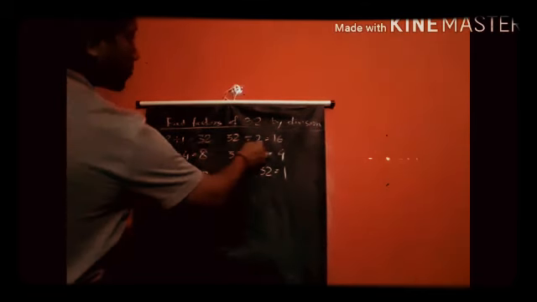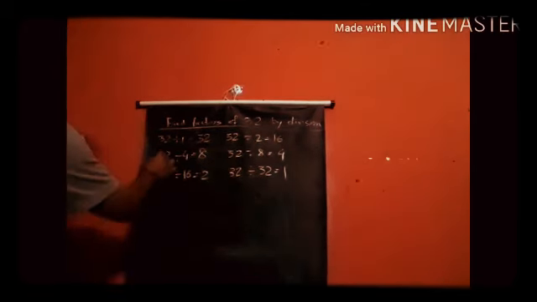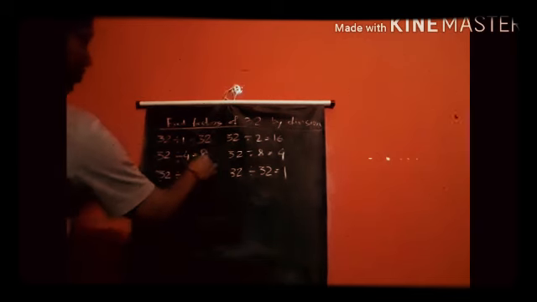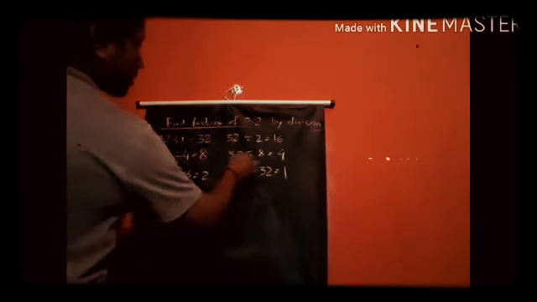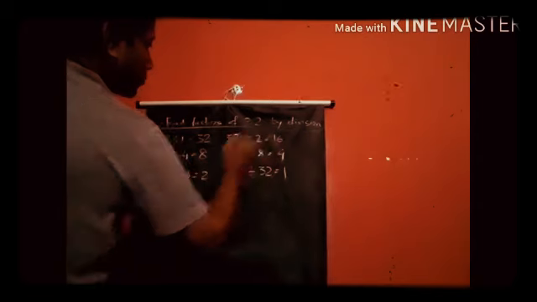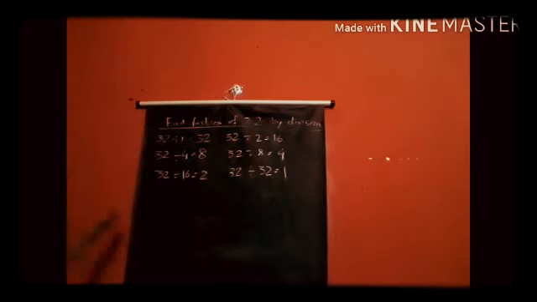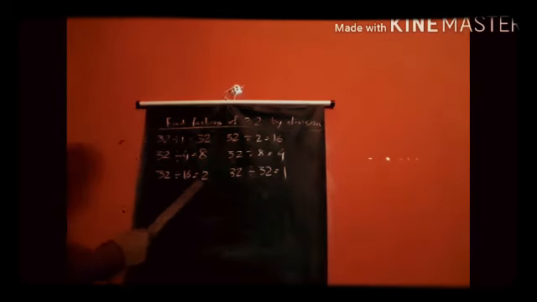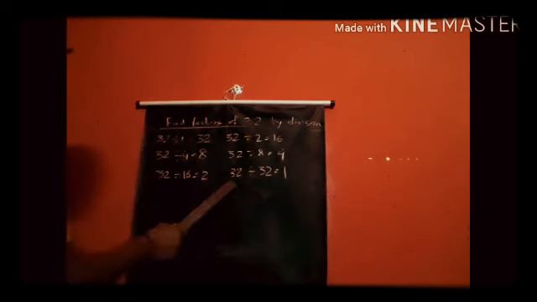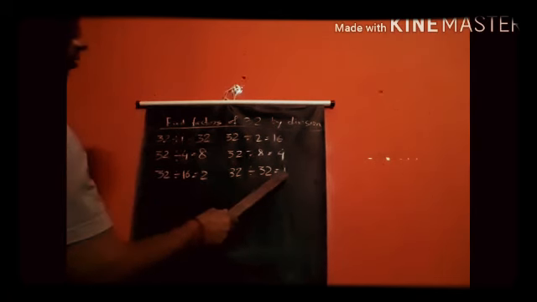32 divided by 2 is equal to 16. 32 divided by 4 is equal to 8. 32 divided by 8 is equal to 4. 32 divided by 16 is equal to 2. 32 divided by 32 is equal to 1.